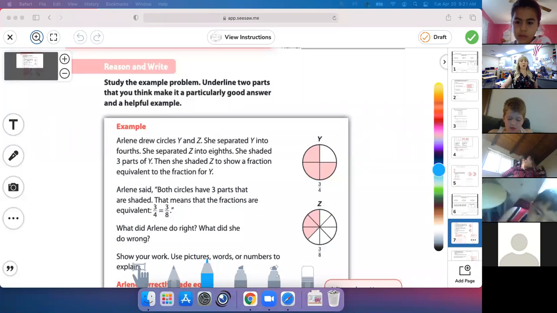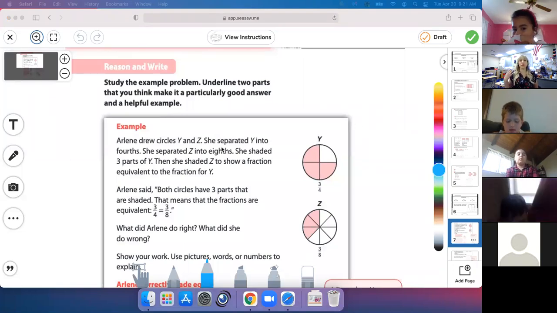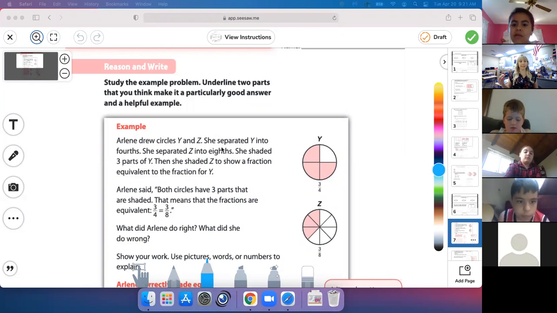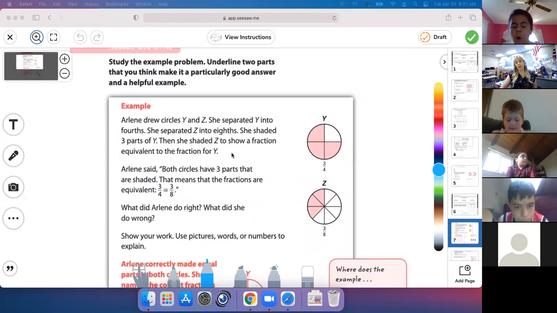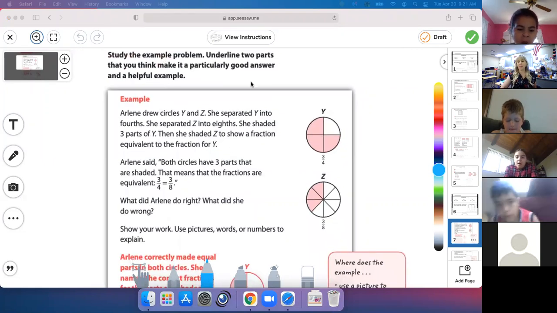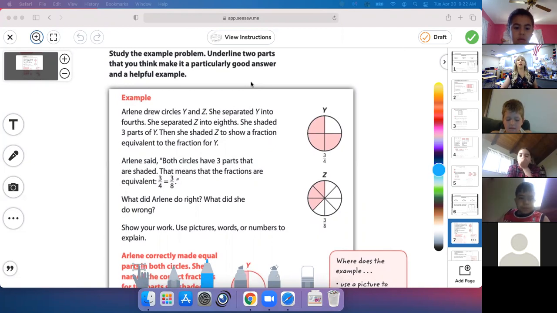And using them in word problems to figure out what's reasonable, what makes sense. So it says, study the example problem. Underline 2 parts that you think make a particularly good answer and a helpful example. So just like we did last week, we saw an example page. We highlighted some things that were super important that helped us understand the answer.